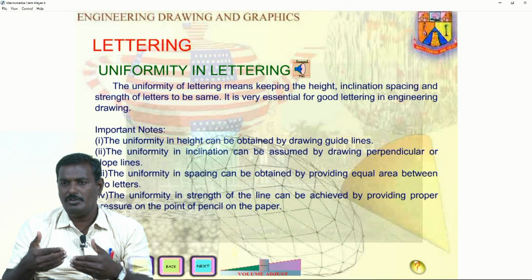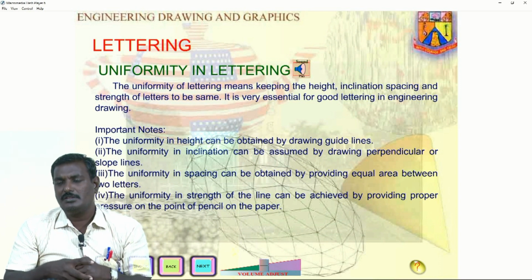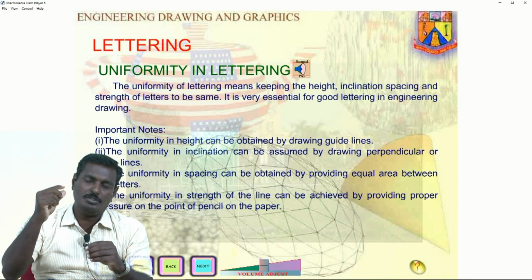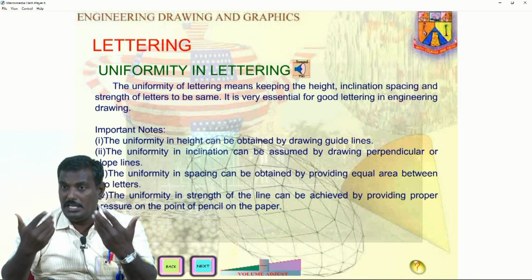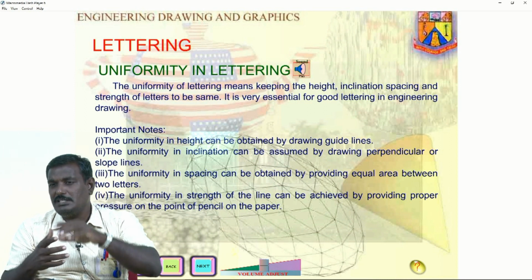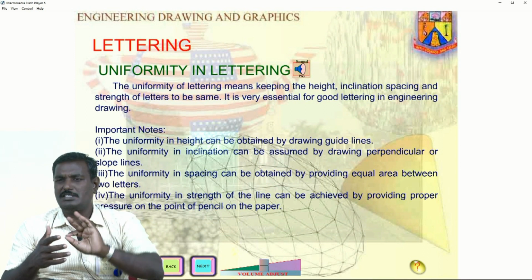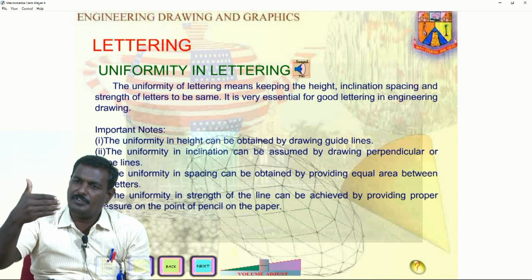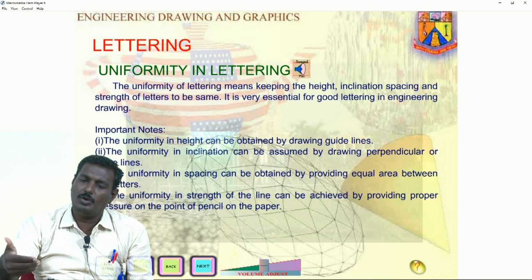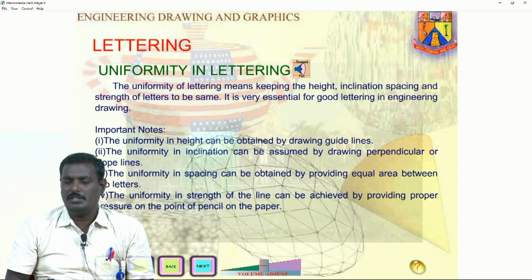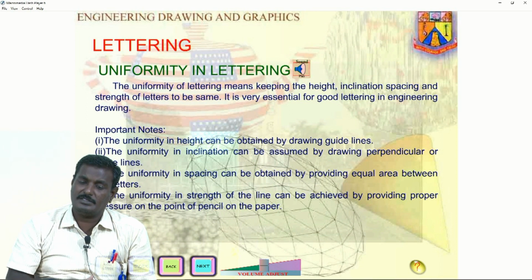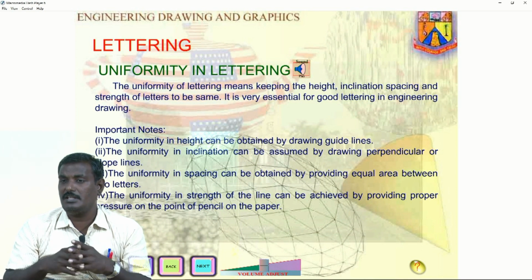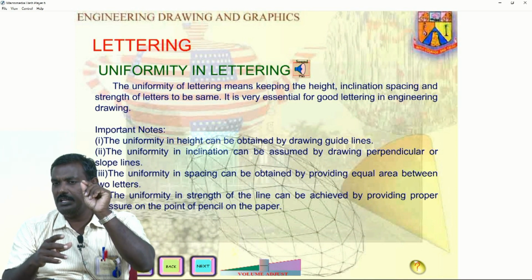If you give any subtitle, it should be 6 to 8 mm. If you want to give any name, then you have to choose 6 mm or 4 to 6 mm, but normally 6 mm is enough. So different heights are given for different topics that you have to follow in the drawing sheet, that is important. That is why we need uniformity in heights, inclination, spacing, and strength of line, that is thickness, but you have to produce only thin lines, not thick.